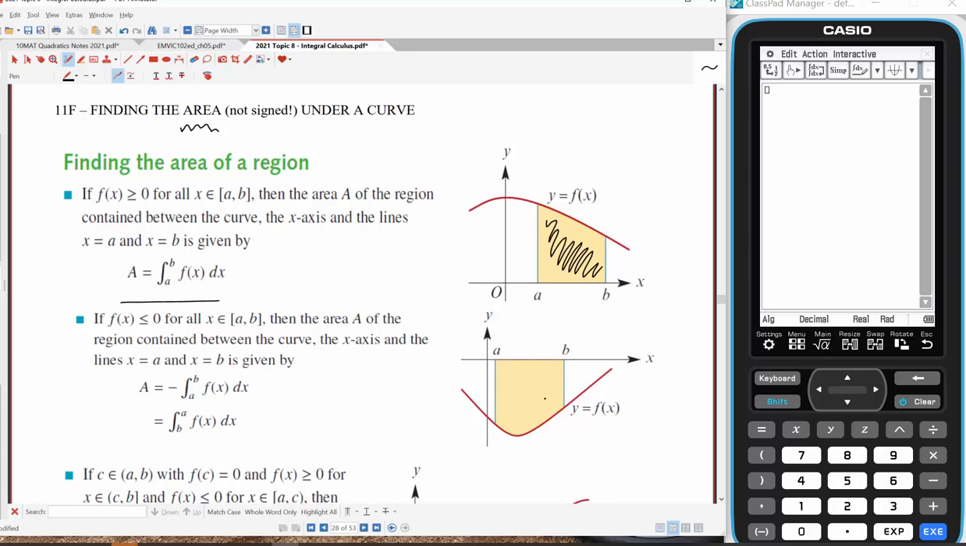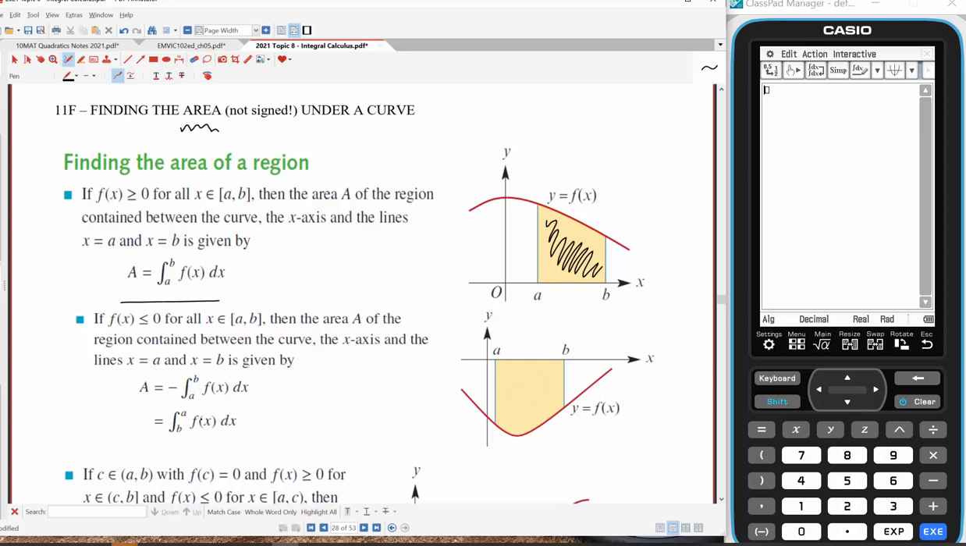This function here goes below the x-axis, so if I integrate f of x between the terminals b and a without this negative sign, it'll give us the negative signed area. Now, if I'm talking about physical areas, I would state it as a positive value. So all I do is negate the negative signed area that this will produce, and I get a positive amount, or I get the actual area.